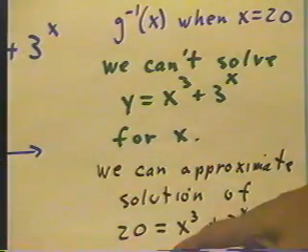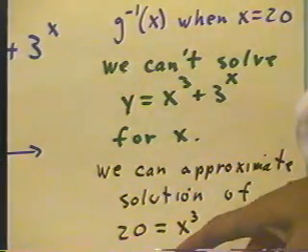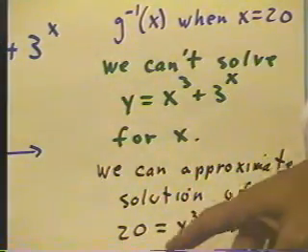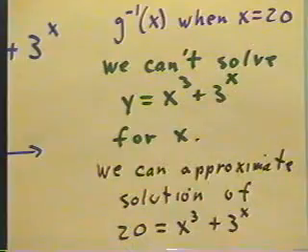If x is 1, we get 1 plus 3 is 4. If x is 2, we get 8 plus 9 is 17. We're getting close to 20. So x is going to be a little bit over 2. And we can refine that estimate as much as we need to.